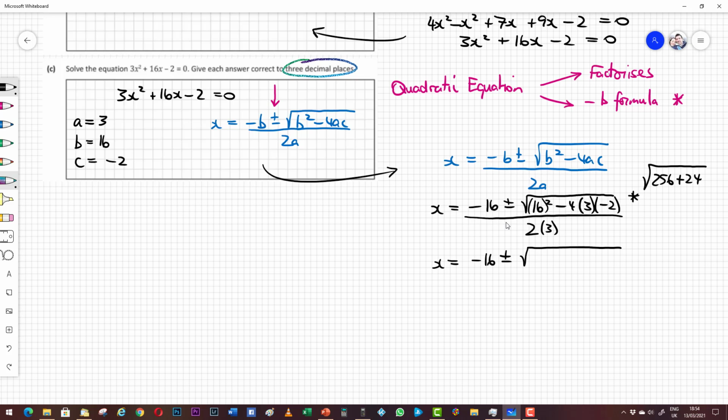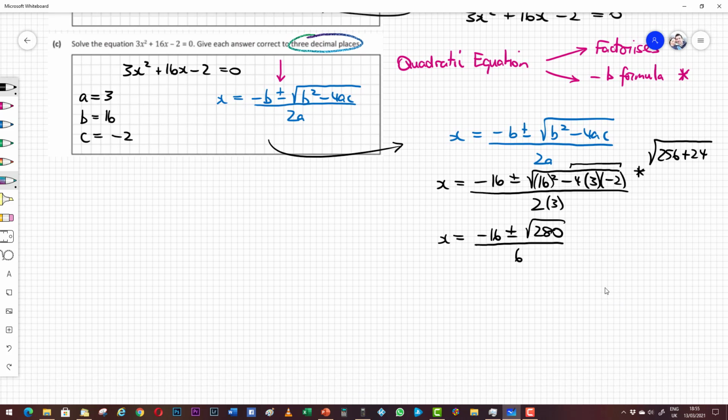But the reason I say do it all at once, so let's make a smaller square root and have the root of 280, is because sometimes people make mistakes with the signs in the second part of that piece under the square root. They sometimes make a little bit of a mess of that bit. And the way to avoid that is find out 16 squared minus 4 by 3 by minus 2, put all that into the calculator, and then put it under the square root. So that's all over 2 by 3, which is 6.